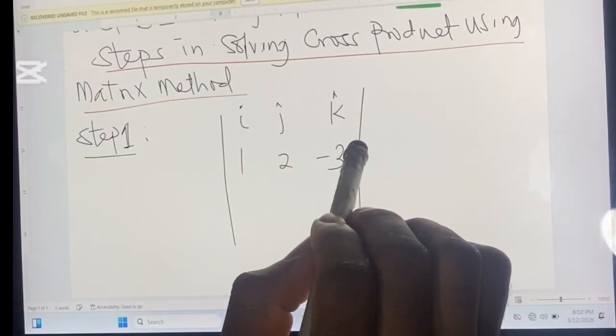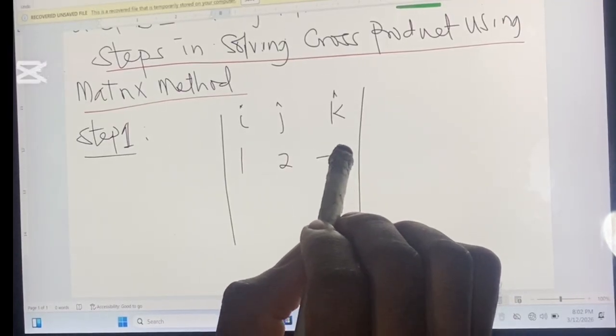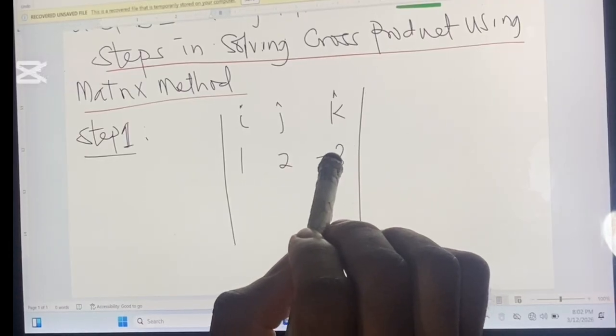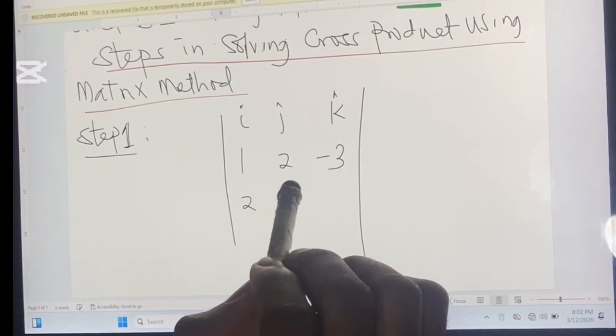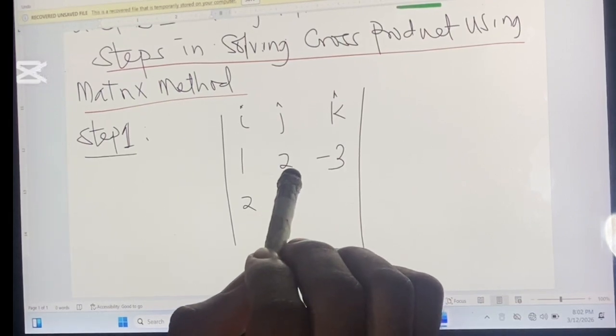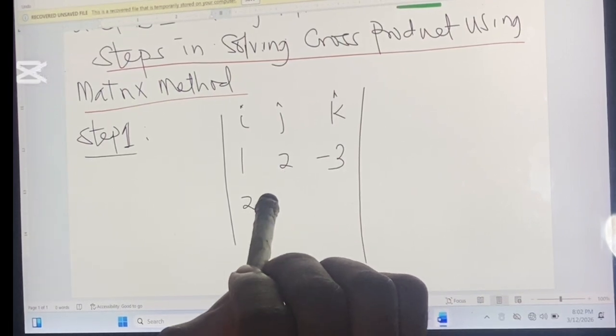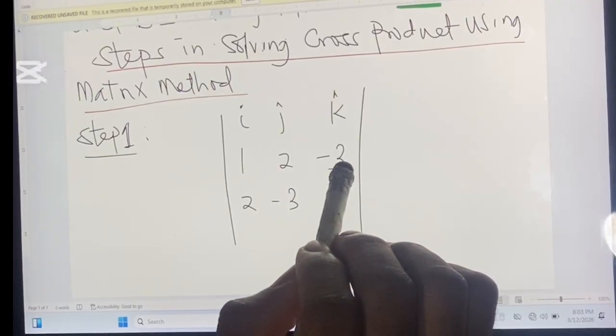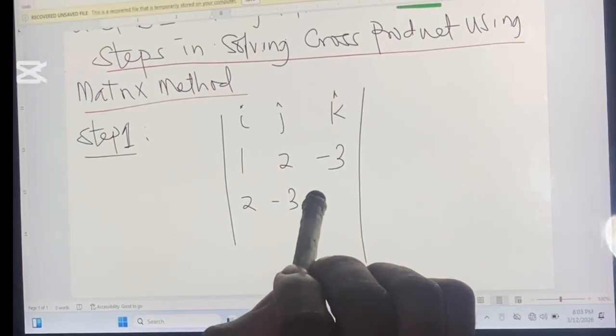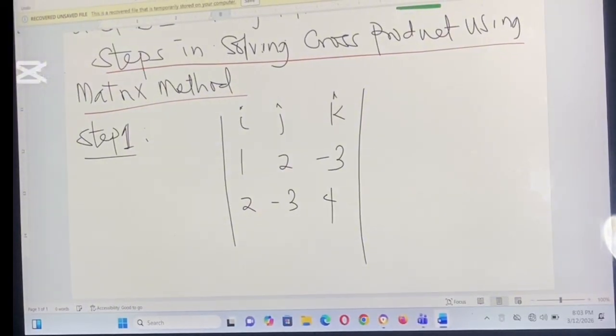So the next is vector B. The coefficient of vector i in terms of B is 2. The coefficient of vector j in terms of B is minus 3. The coefficient of vector k in terms of B is 4. Please take note. So the next step is to apply Cramer's law or Cramer's rule.